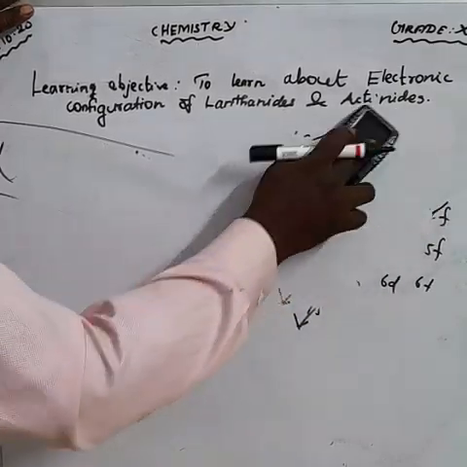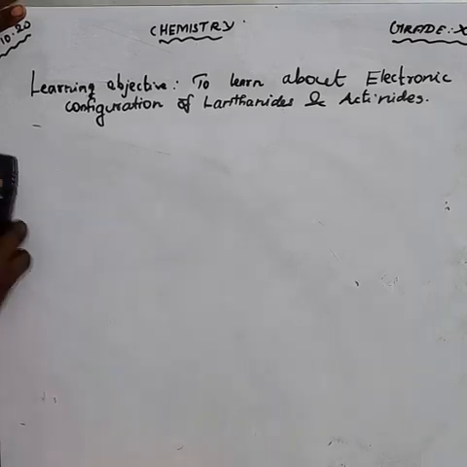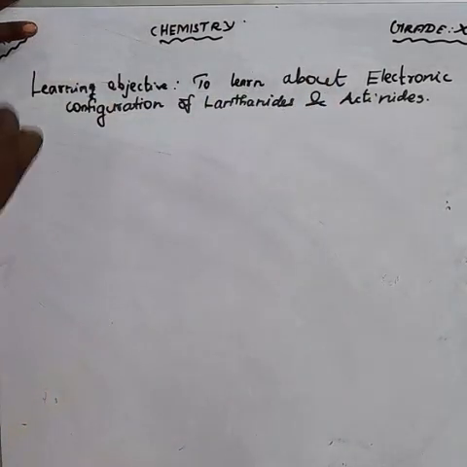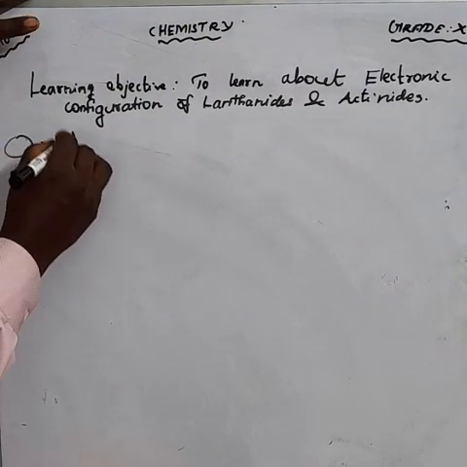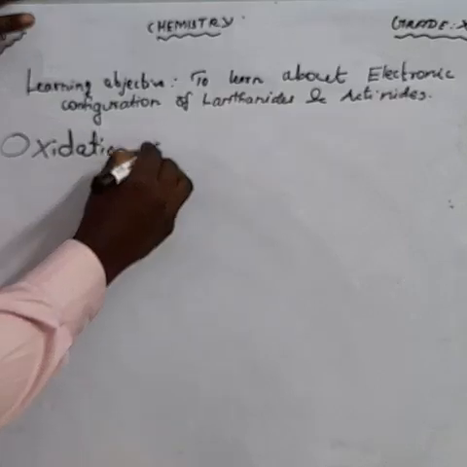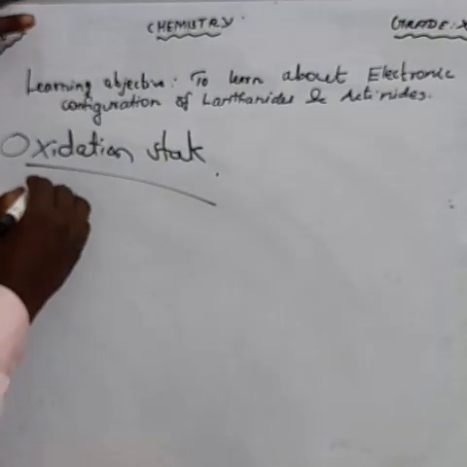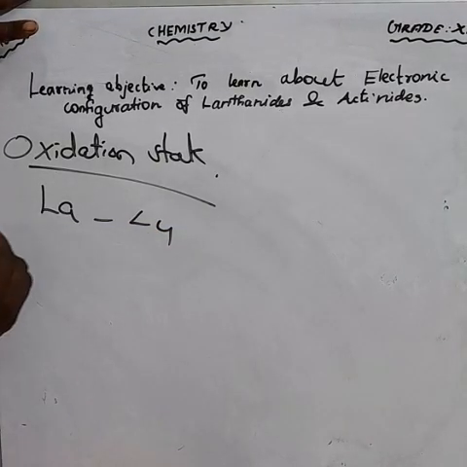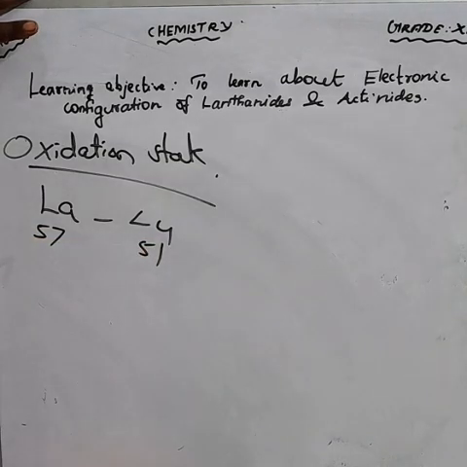Here, it has the common oxidation state and also variable oxidation states. When we go from left to right, from lanthanum to lutetium, that is atomic number 57 to 71, the oxidation state can also be variable.